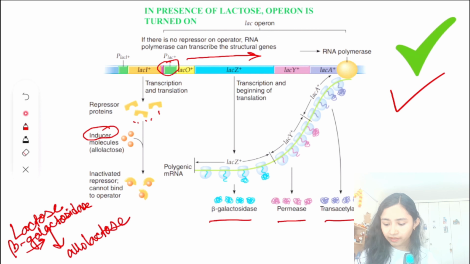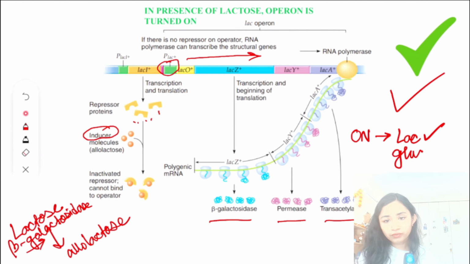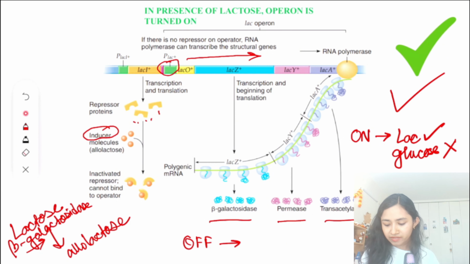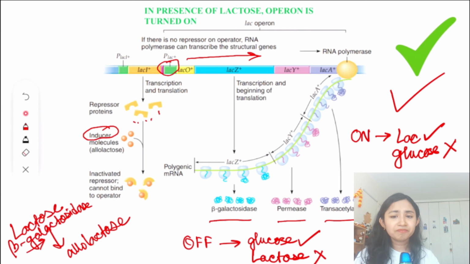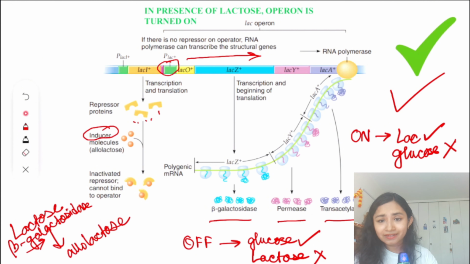Here I'll write for you: Lac Operon is turned on whenever lactose is present and glucose is absent, and is turned off whenever glucose is present. Yes, when glucose is present, there is no need to turn on the Lac Operon, and when lactose is absent as well. So this is the basic rule you must understand. And I hope you have also got the answer why the Lac Operon is known as an inducible operon.